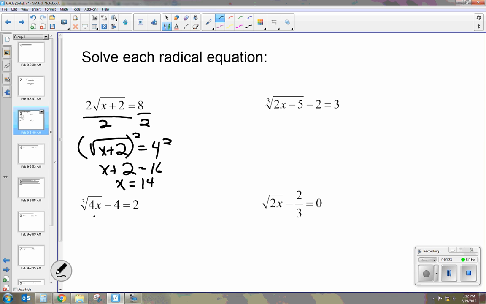Down here we're going to add 4 to both sides, so we're left with the cubed root of 4x equals 6. Going to cube both sides, 4x equals 216. And then x equals 54.